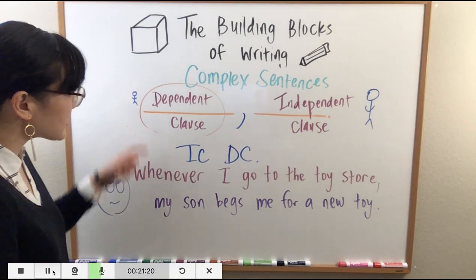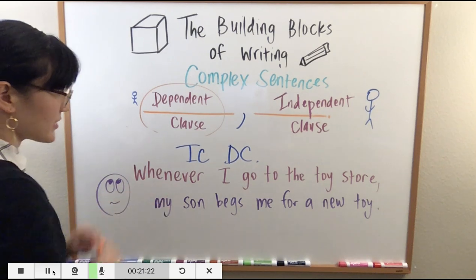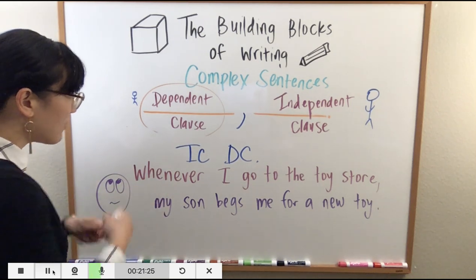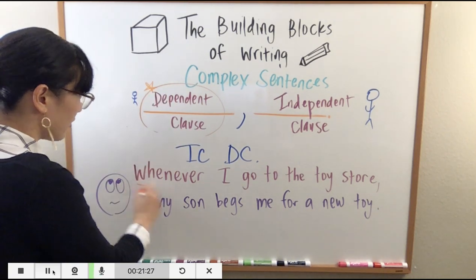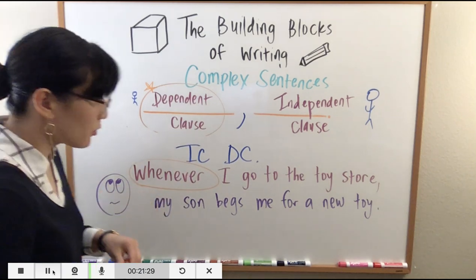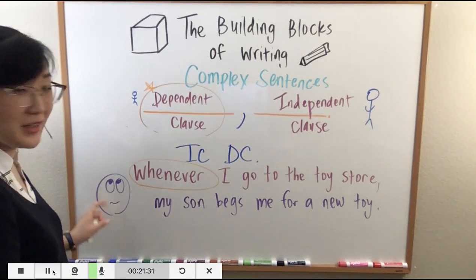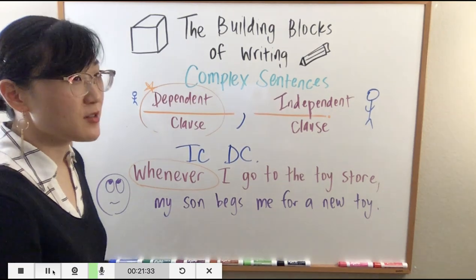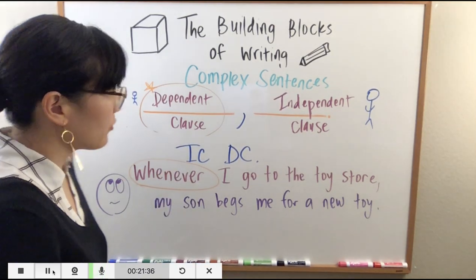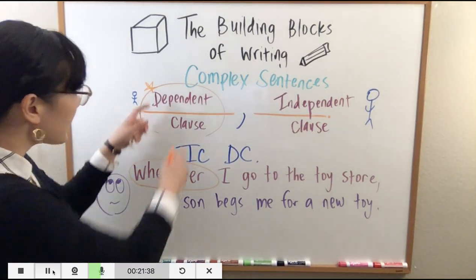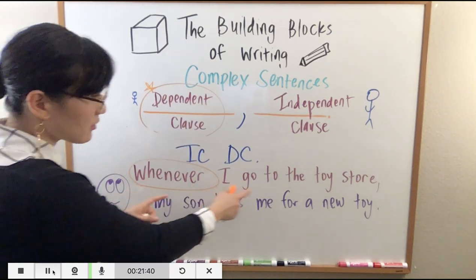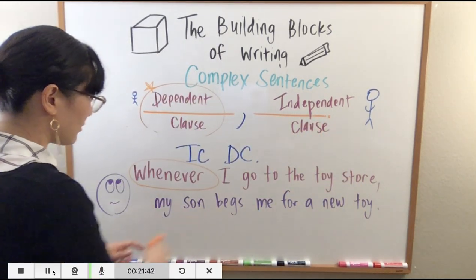I'm going to show you this model 1, model 2 with this example. So whenever, again, is a keyword for a dependent clause. Whenever I go to the toy store, my son begs me for a new toy. Every time we go, right? Whenever. So right now I'm following this. I have my dependent clause first, comma, then my independent clause, right?